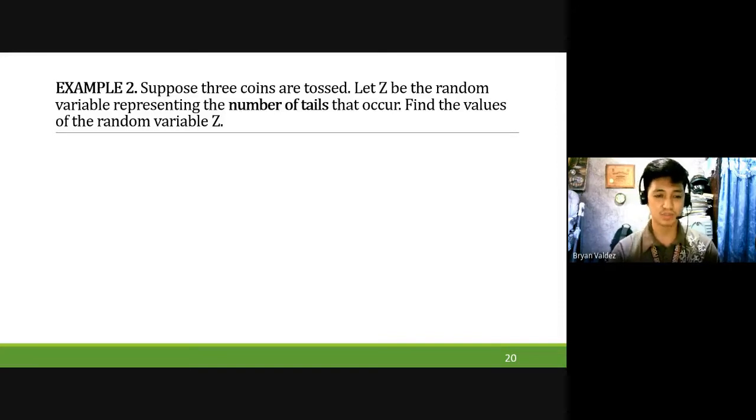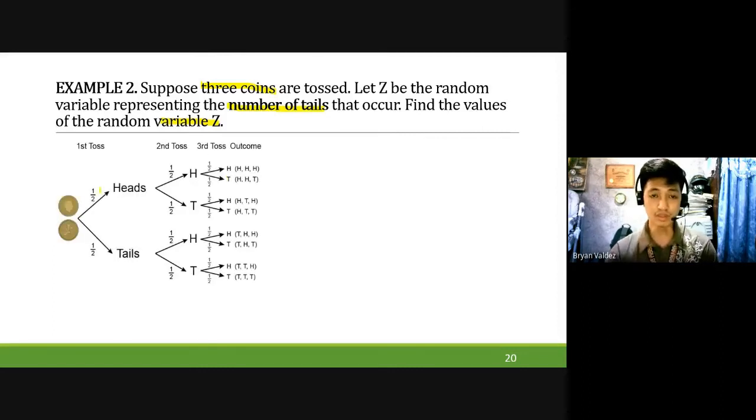So, dito naman, suppose 3 coins are tossed. Let Z be the random variable representing the number of tails. So, kung sa number 1, number of heads ang hinahanap natin, dito number of tails, and then meron tayong tatlong coins dito. So, find the values of the random variable Z. So, our variable Z is the number of tails. So, I will present to you yung experiment and then the possible outcomes.